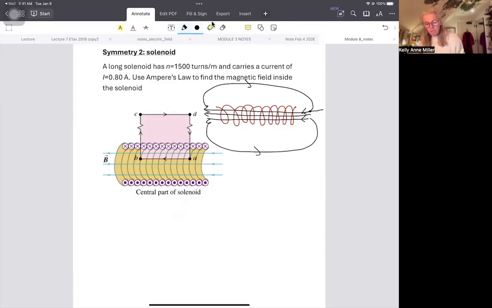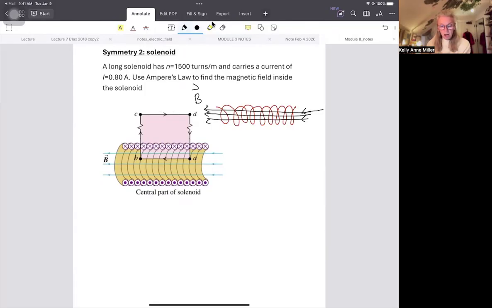Okay, but the field outside mostly cancels. So it's really only inside the solenoid that you have to deal with when you're thinking about a solenoid. The black lines here represent the magnetic field lines. And again, if I curl my fingers in the direction of the current, then my thumb indicates the direction of the magnetic field. So in this picture, the magnetic field is pointing to the left.